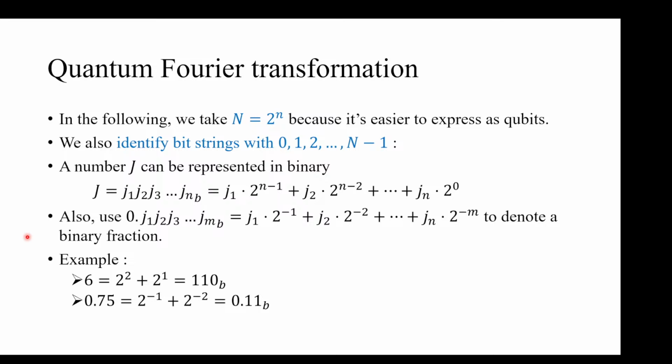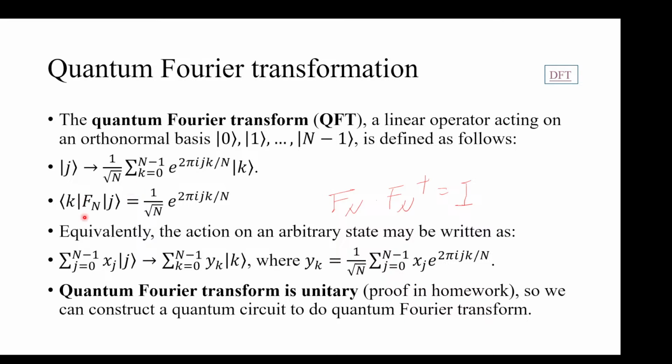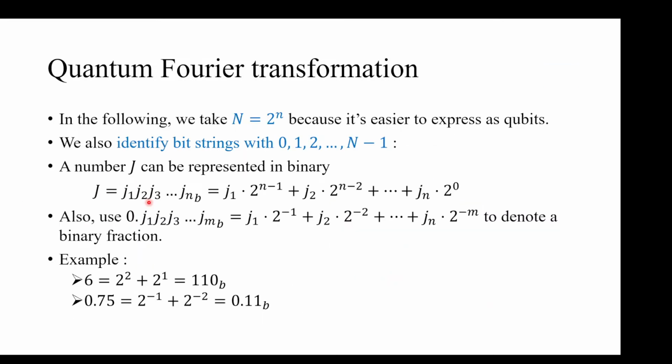But first we need to set up some notation to make our derivation easier. Okay, so the first thing we do is we take big N equal to 2 to the n, so it's easier to express everything as qubits. So this big N is this big N here. Because we are going to express everything in binary, we assume big N is 2 to the n. And if it's not 2 to the n, then maybe you can, but we're not going to do that. Let's just assume big N equals 2 to the n.